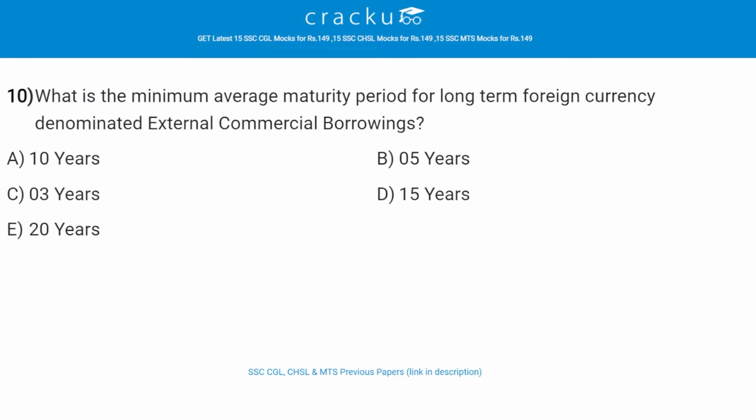What is the minimum average maturity period for long-term foreign currency denominated external commercial borrowings? The correct answer is A, that is 10 years. This applies for repayment of rupee loans availed domestically for purposes other than capital expenditure and for on-lending by NBFCs.